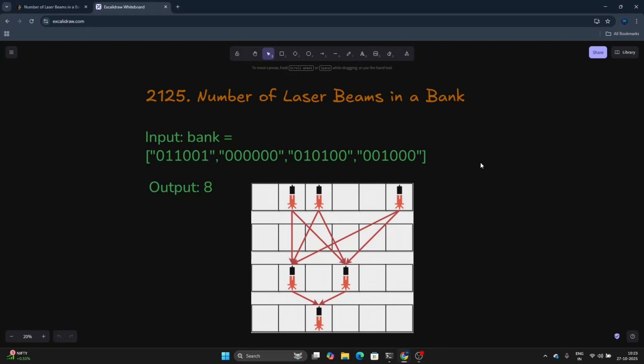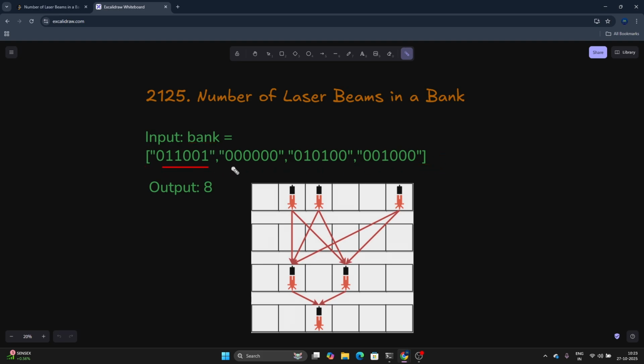In this video, we are going to solve the Leetcode problem of the day, and the problem is number of laser beams in a bank. Now this problem is marked as medium, but I would say it's a fairly easy problem to solve, and let us see how. So in this problem, the given input is a bank which is an array of strings.